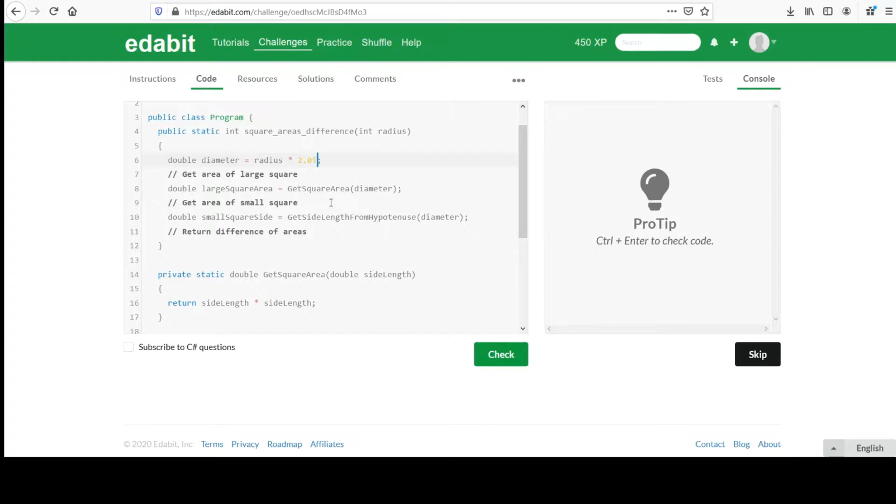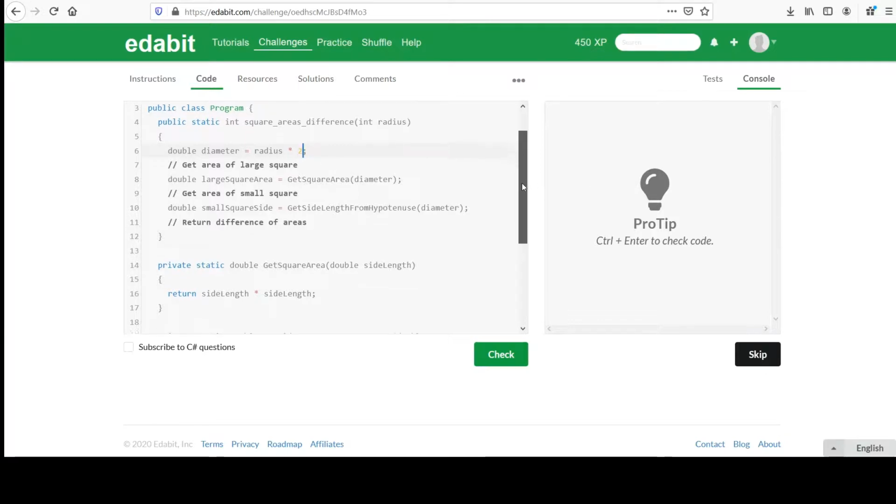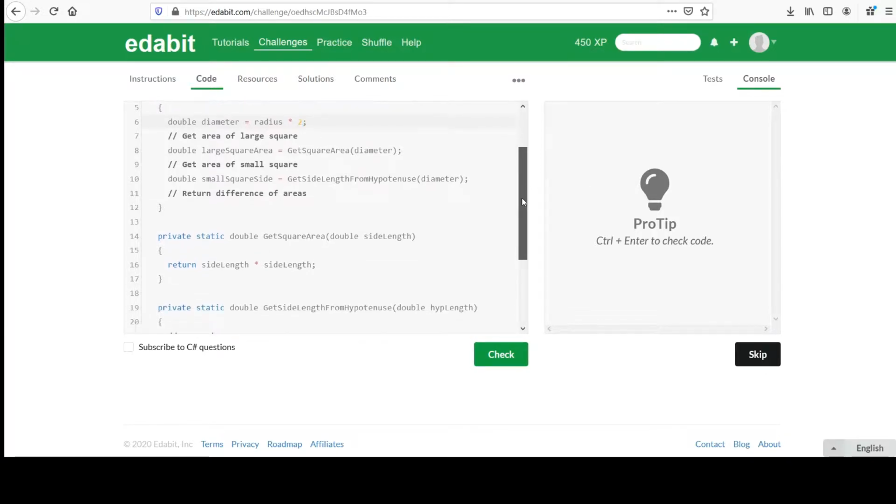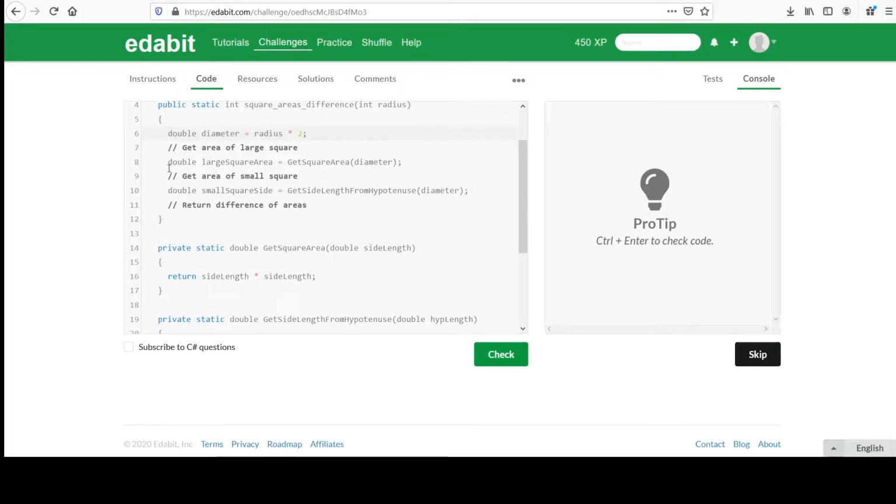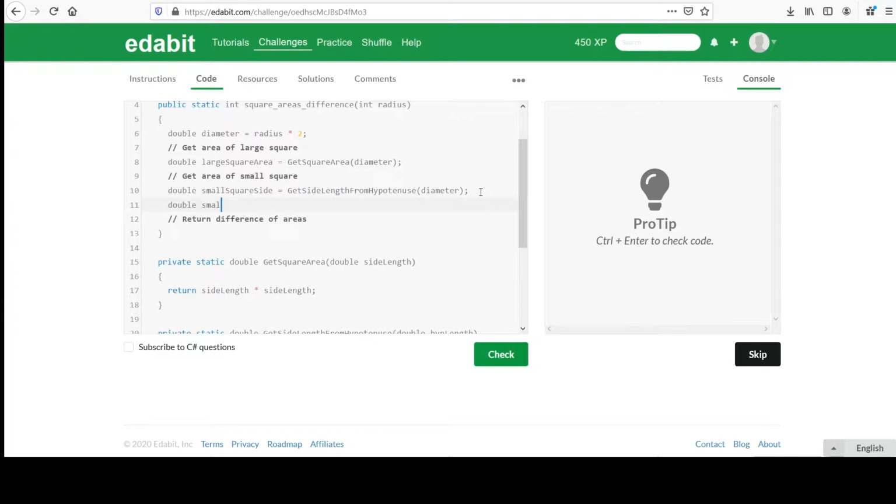And we'll mark this as a floating point. You probably don't have to do that. I think by declaring it a double, it'll do the right thing. I'll just leave it like this for now. Let's see where we're at. So we've got the small square side. Now we can get the area using our helper function for that. So I could say double small square area equals small square side.